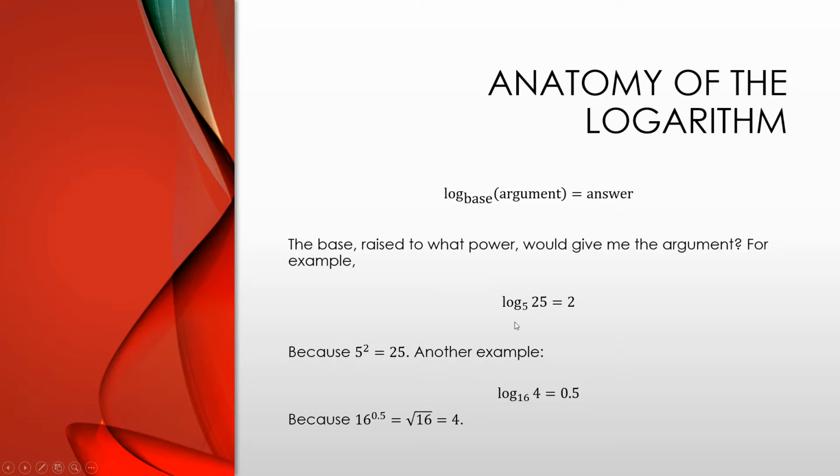Because 5's my base, and I want to know, what do I raise 5 to in order to get 25, right? The base raised to what power gives me this argument, gives me that input. So because 5 to the second is 25, there we go. Similarly, if I wanted to do the log base 16 of 4, I am asking 16 raised to what power gives me 4? And 16 to the 0.5, 16 to the 1/2 power, oh yeah, square root. Square root of 16 is 4. Just another recollection there.